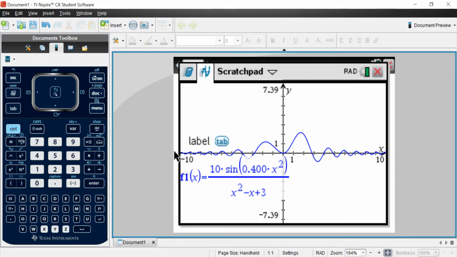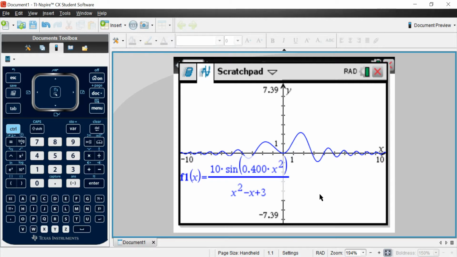Keep in mind, you cannot graph in terms of t, so we had to convert everything over to be in terms of x. Make sure you're in radian mode. Make sure that you have your calculator set to display three places after the decimal at all times. Okay, I'm going to assume you've gotten it graphed.